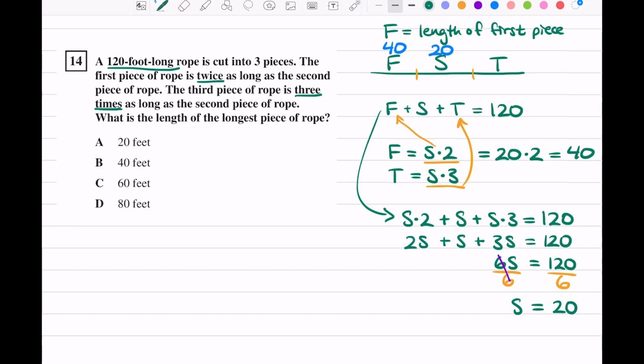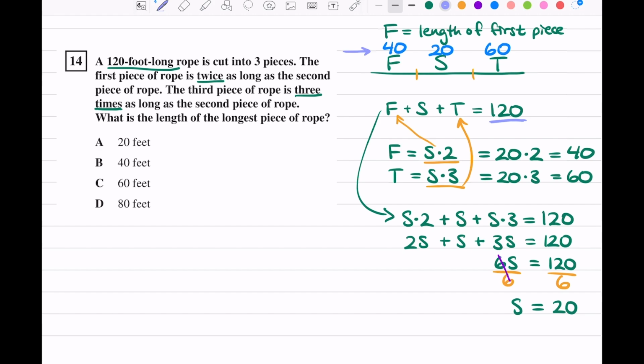Similarly, we can use our equation for t. That's equal to s times 3. So 20 times 3 gives us 60. And since they told us that the length of our rope is 120 feet, it's a good idea to add up our 3 lengths to make sure they add up to 120. And 40 plus 20 is 60, plus 60 gets us to 120.